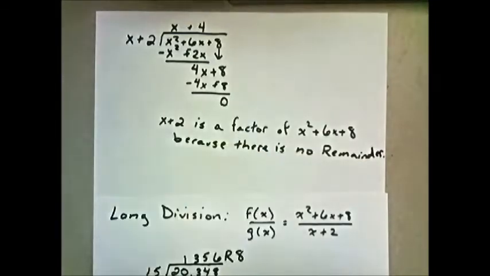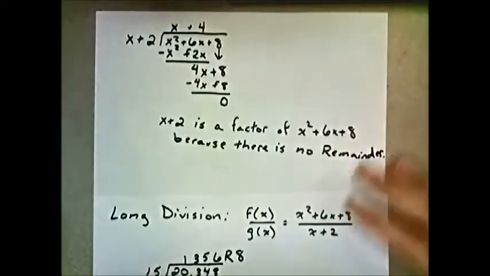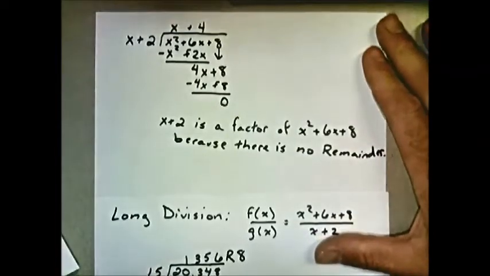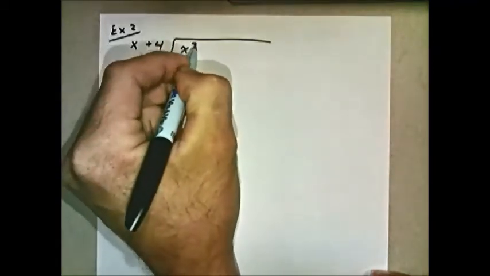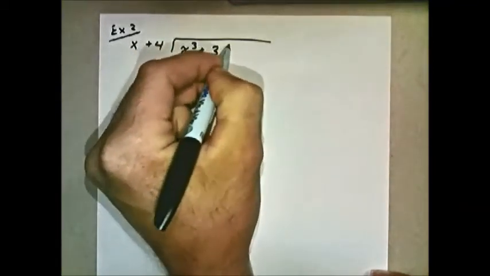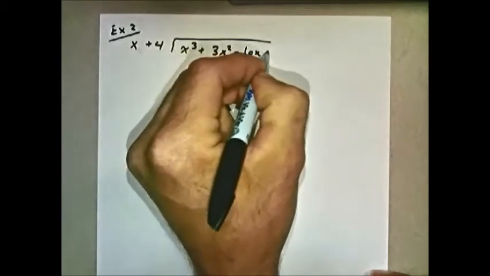Later on, we'll look to see that there is one that is not divisible, not a factor. So let's look at a second example. And let's get a little more complicated. For example 2, let's take x plus 4 and divide it into x to the third plus 3x squared minus 6x minus 7.